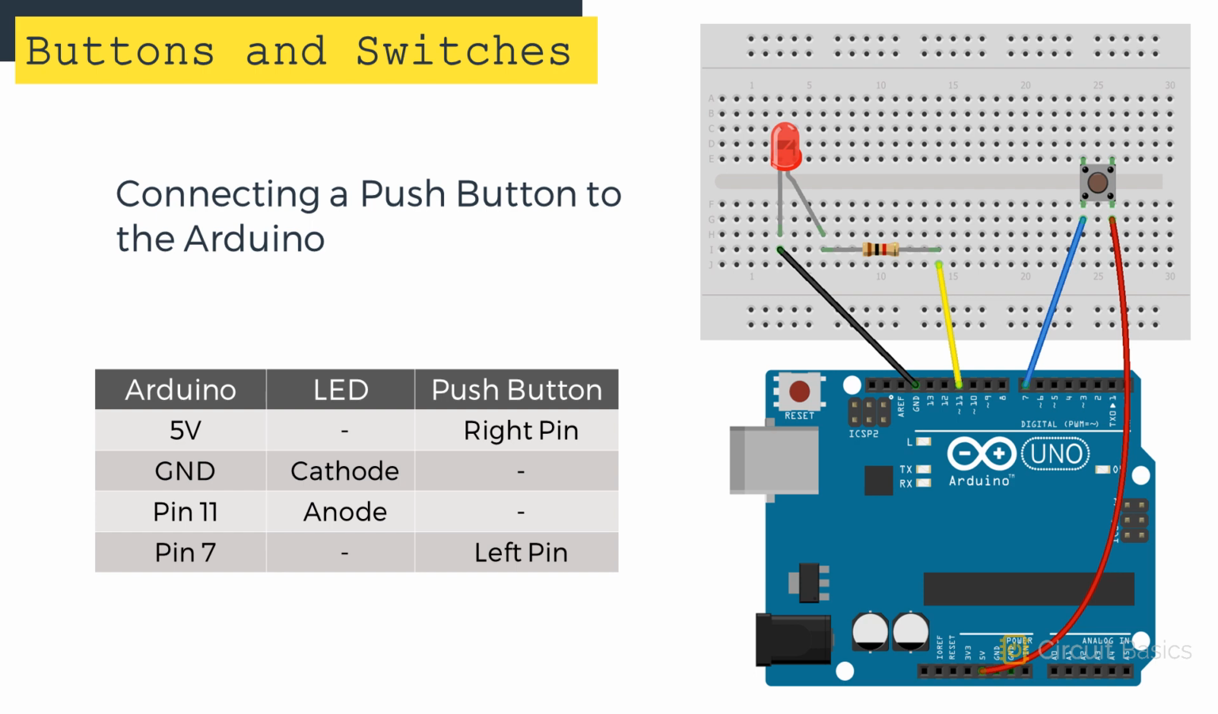Let's see what's going to happen here. One side of the push button is connected to 5 volts. So when we press the button, that 5 volts is going to show up at pin 7 and cause the pin to go high. When we write the sketch, we're going to use the digital read function to detect when that pin goes high. Then we'll use the digital write function to set pin 11 high, and that will make the LED light up. Okay, now let's have a look at the code.